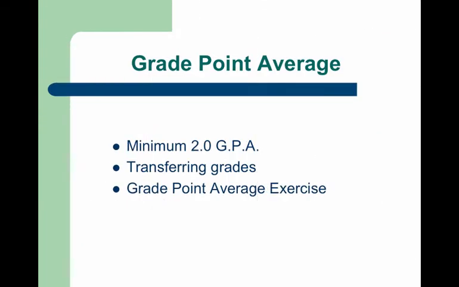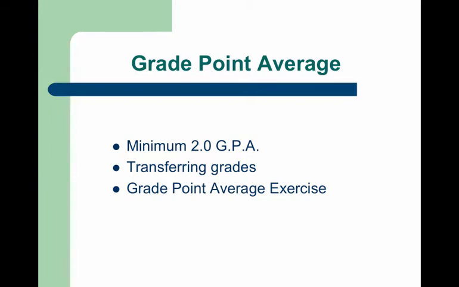On page 10 in your book, there's an exercise on figuring your GPA, and if you'll turn to that now, we can go over that. An A is worth 4 points, a B is worth 3, a C is worth 2, a D is worth 1, and of course an F is worth 0 points.